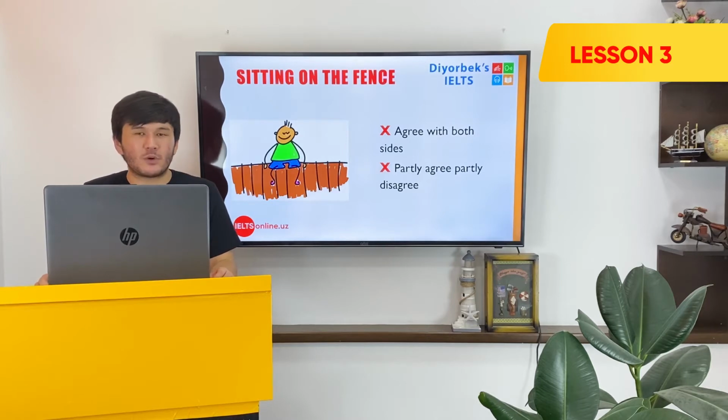Sitting on the fence means when you are arguing with somebody, you don't choose sides. You should not say, I agree with both sides. If in your thesis statement you are writing, I agree with both sides or with both views, or if you say, I partly agree or partly disagree, you're not stating your position clearly, and you can forget about 7 for task response, because for task response, band 7 and above, you need to have a clear position. So it is really important that you are very careful when you would like to do a balanced approach.